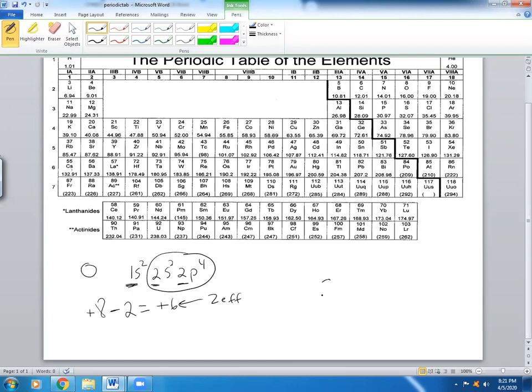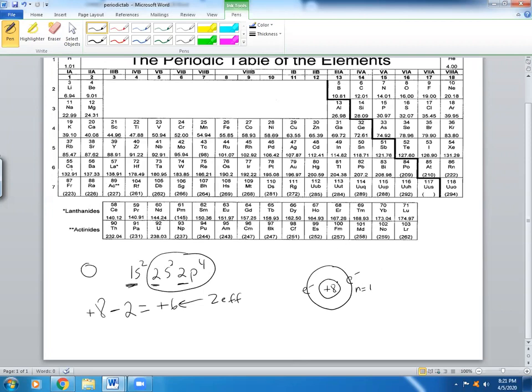How would we draw it? Here's your nucleus. It has a plus 8. The first energy level, the first shell, has 2 electrons. What charge do they experience? These in n equals 1, the 1s orbital, experience a positive 8. So they actually experience the full charge. They're like the Secret Service.